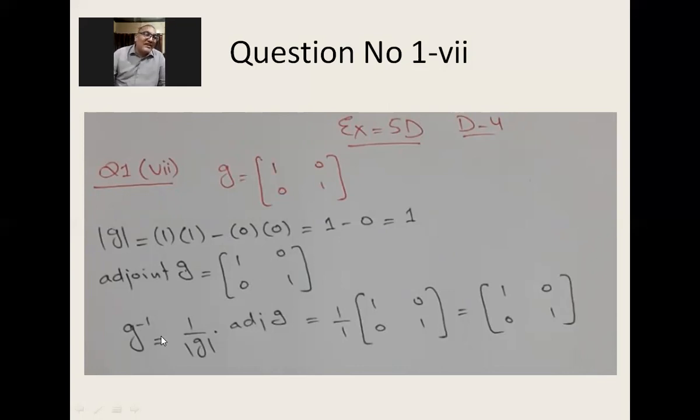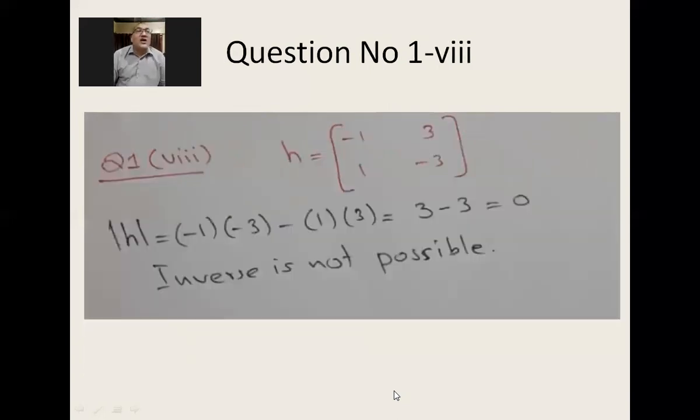So then I will write the formula G inverse is equal to 1 by G determinant into adjoint G. So 1 by 1 into [[1, 0], [0, 1]]. So that will be [[1, 0], [0, 1]]. So the inverse of G is [[1, 0], [0, 1]]. Hopefully you understand this.